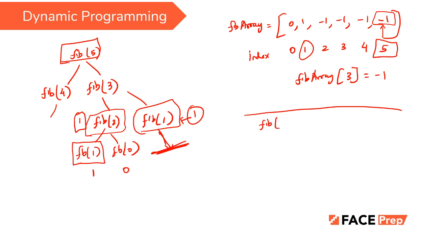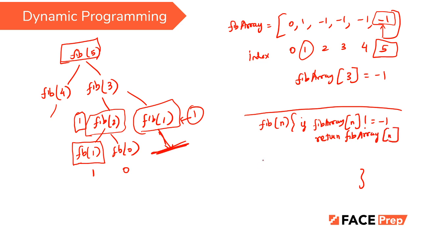I am going to say that fib of n, the first condition says, if fib array of n is not equal to minus 1, then I am going to return fib array of n. Otherwise, I am going to return fib of n minus 1 plus fib of n minus 2.